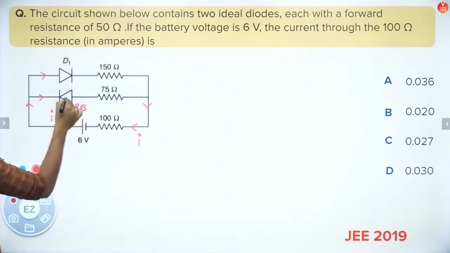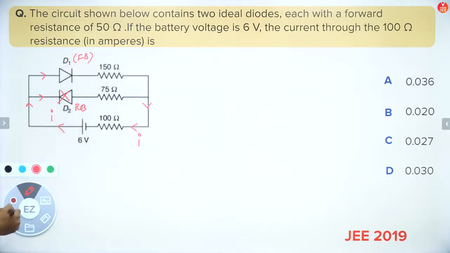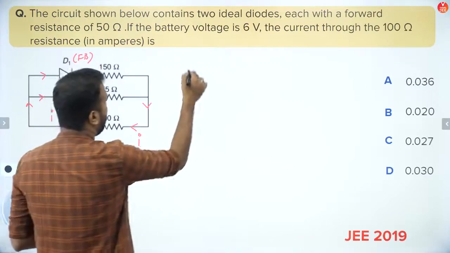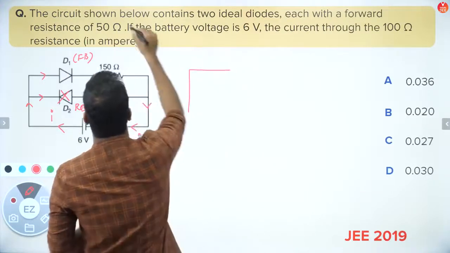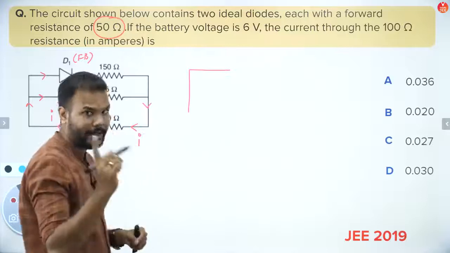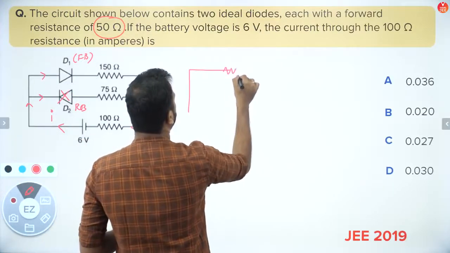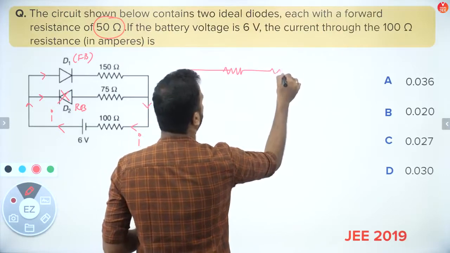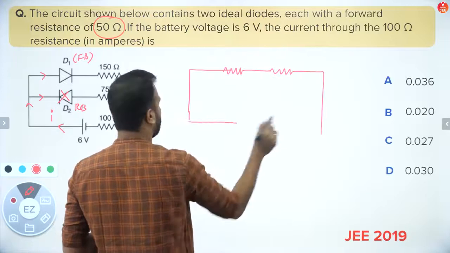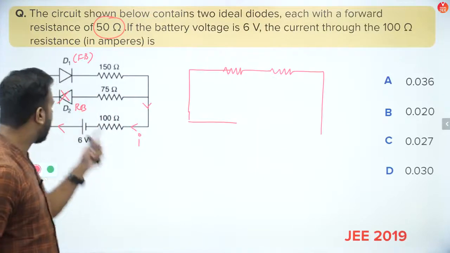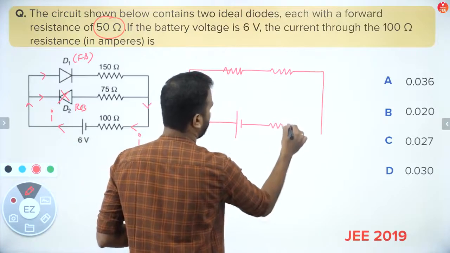That means it will not let the current pass through it, and this gets forward biased, so it will let the current pass through it. So if I try to redraw the circuit, forward biasing will have some resistance from the diode as well this time. So instead of drawing the diode, let me just draw the resistance from the diode. Then there is one more resistance, and the middle branch is equivalent to not being there because it is reverse bias mode of the diode, and one more resistance here.